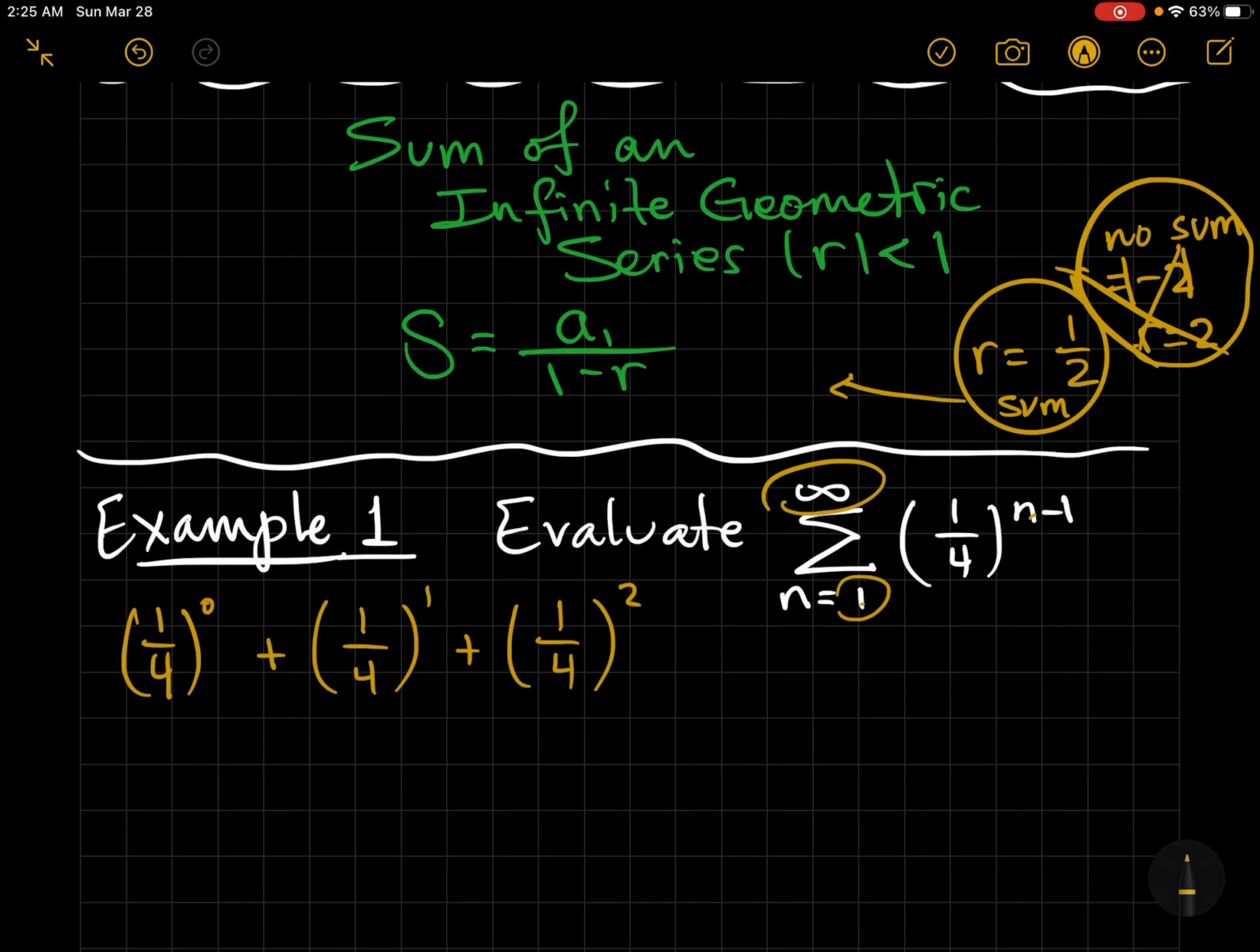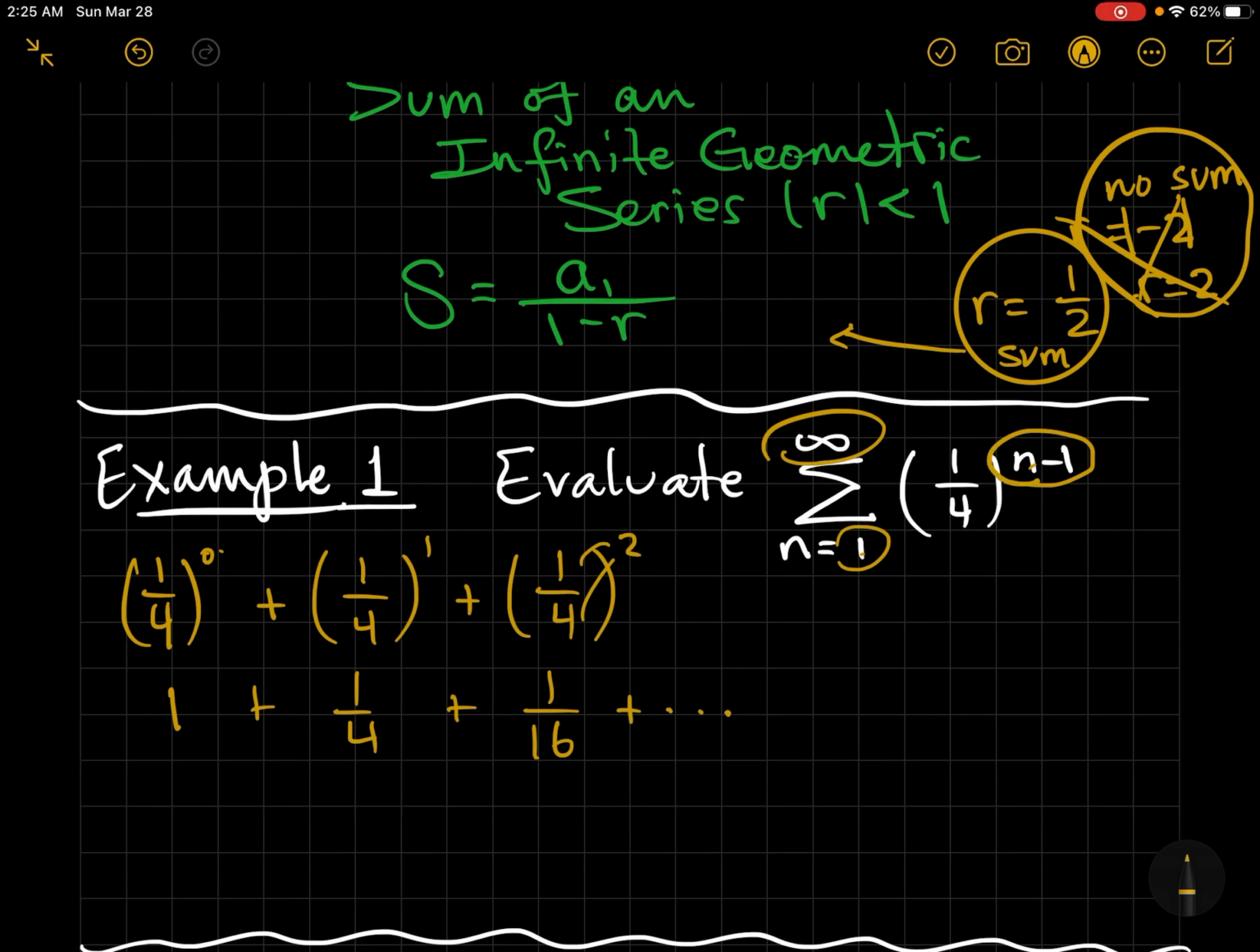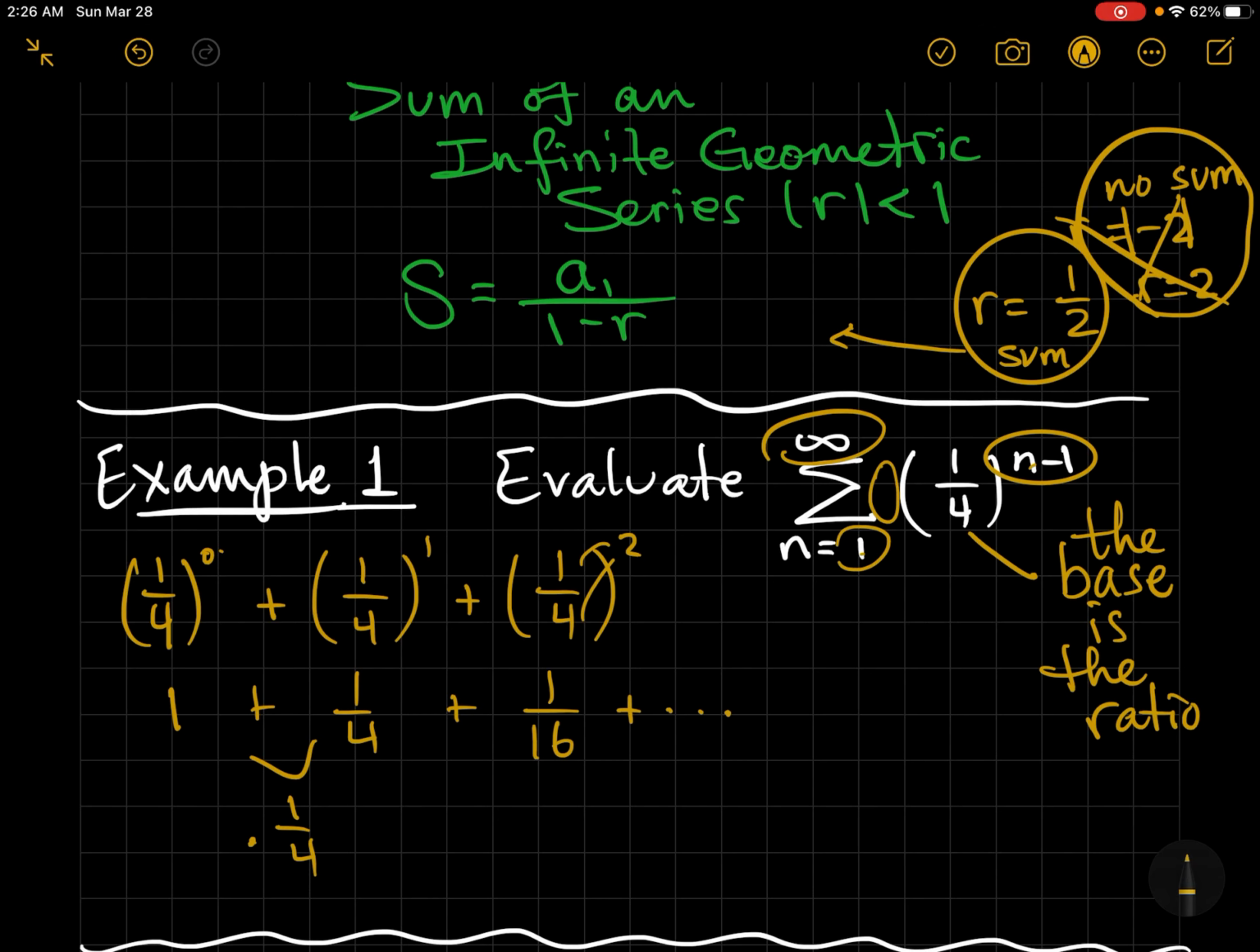And hopefully you remember that anything to the 0 power is 1, and we get 1/4. Square the numerator and denominator, we get a 16th. And before long, you realize that if this is exponential, then the base is the ratio. The base is the ratio, okay? Not the coefficient if there is one. Well, the 1 is the coefficient now, but the base is the ratio, okay? So hopefully you can see we're just multiplying by 1/4.